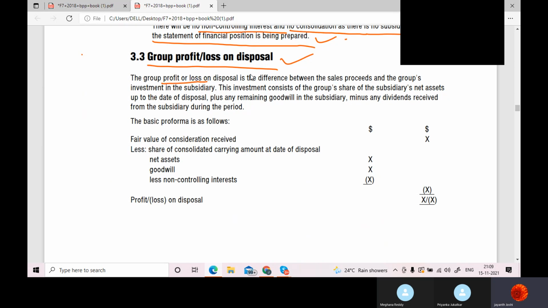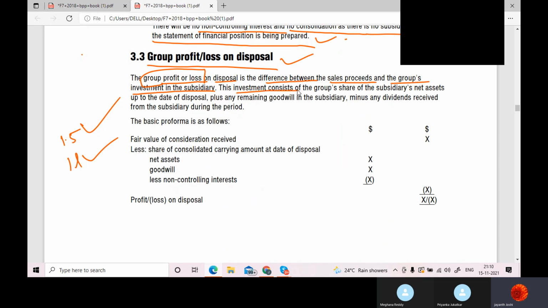The group profit or loss on disposal is the difference between the sale proceeds and the group's investment in the subsidiary. Of course, if the group invested 1 lakh in a subsidiary they bought at 1 lakh, and they are disposing of it and getting 1.5 lakhs, definitely you can estimate the profit. The group profit or loss on disposal is the difference between the sale proceeds, the price they sold at, and the group's investment in the subsidiary. They invested at this price.